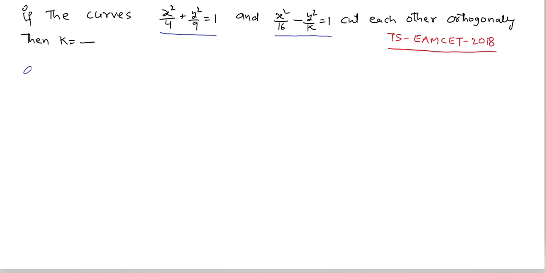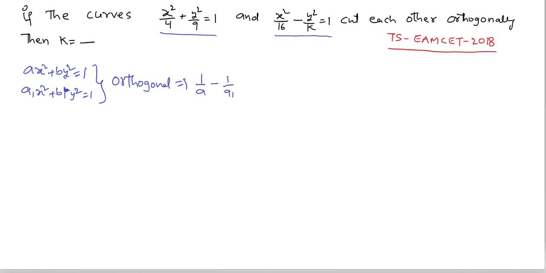If ax squared plus by squared is equal to 1 and a1 x squared plus b1 y squared is equal to 1, and these two curves are orthogonal, the condition is 1 by a minus 1 by a1 is equal to 1 by b minus 1 by b1.